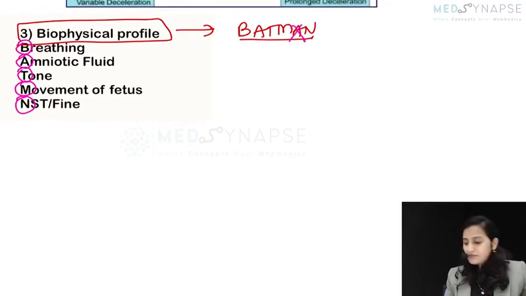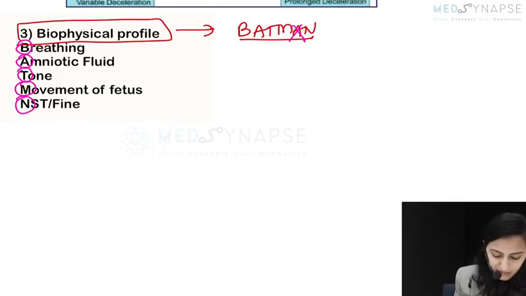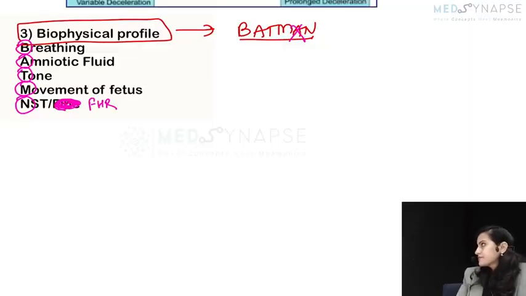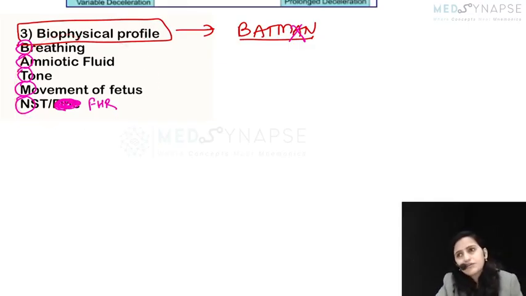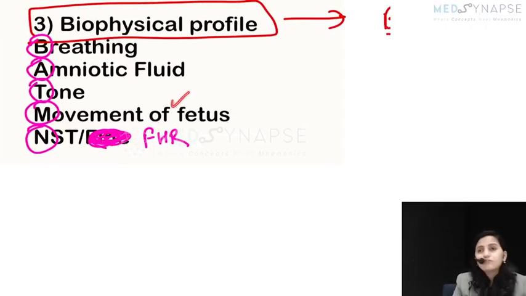There are 5 parameters: breathing, amniotic fluid, tone, movement, NST. That is FHR. NST basically is FHR. Biophysical profile, these 5 things that you have to see, you do have to do it over a period of 30 minutes. You have to watch for the full half hour how the baby is moving, whether there is movement or not, how the breathing is, how the FHR is, right? So it takes like 30 minutes.